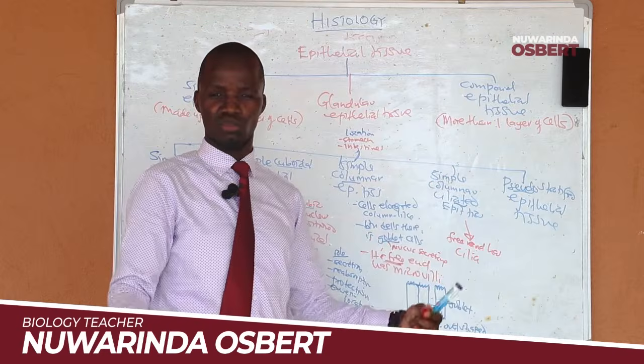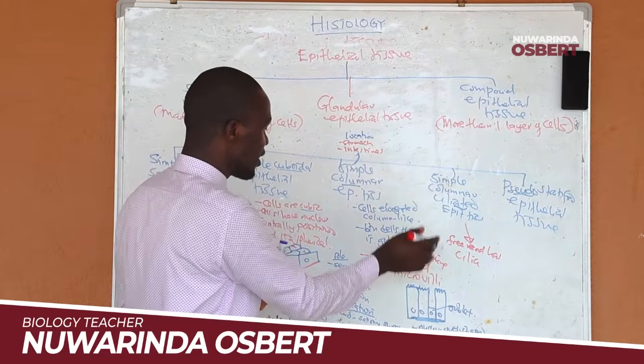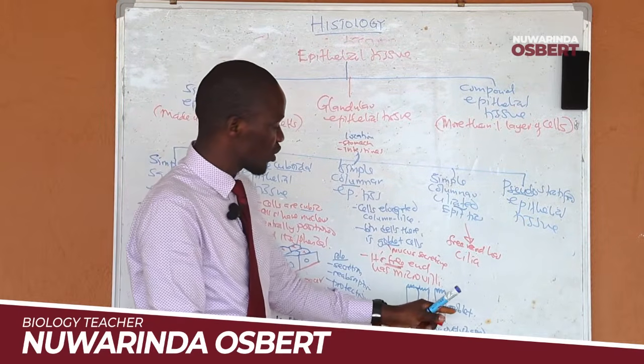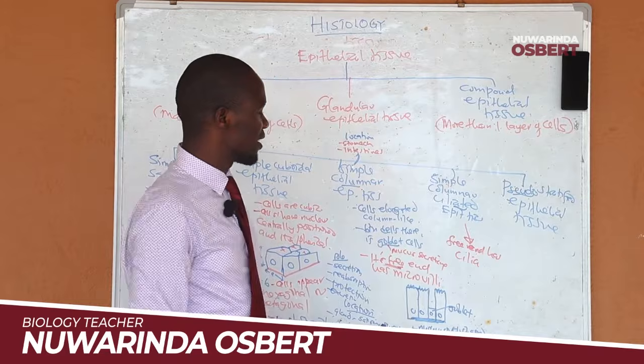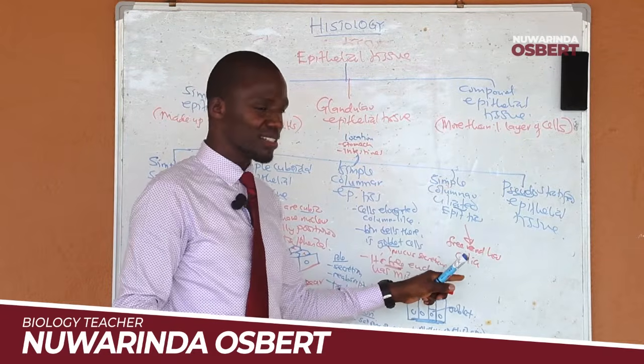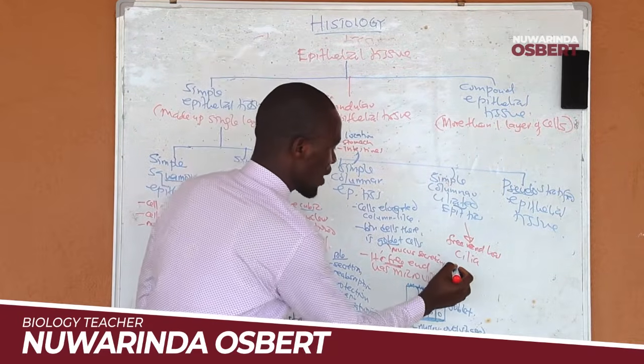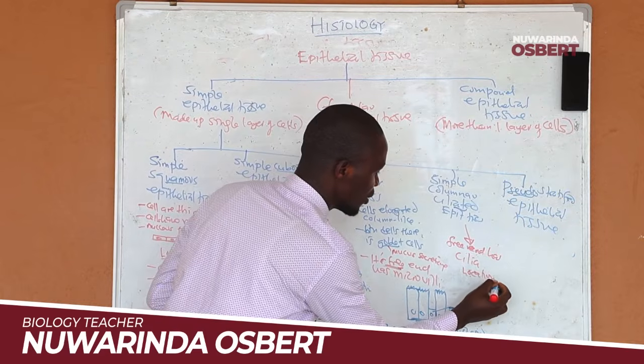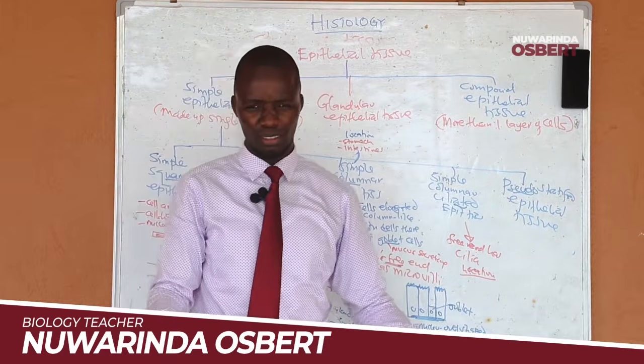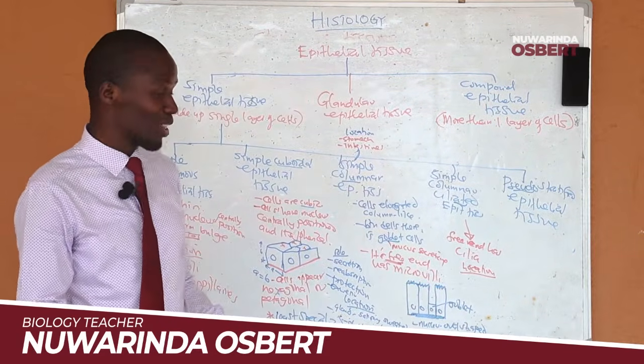Cilia, these are hair-like structures. So the rest are all the same. They have a nucleus which is oval-shaped near the basement membrane. The cells are elongated, but now the free end of the cells have got cilia. So where is the location? The location here, those areas where you have mucus, you have also cilia. I think now that one you know.